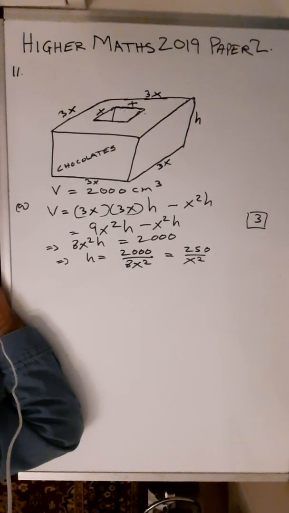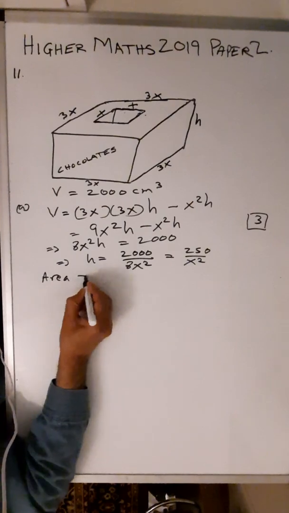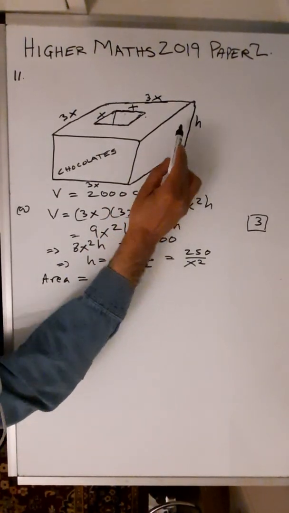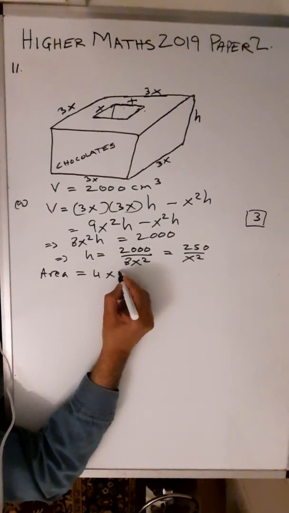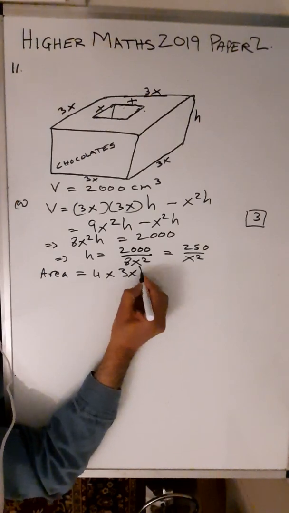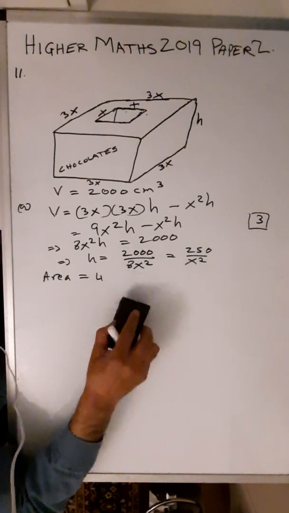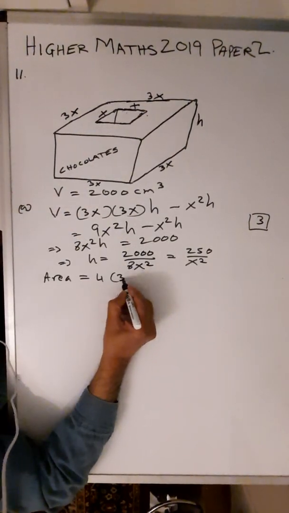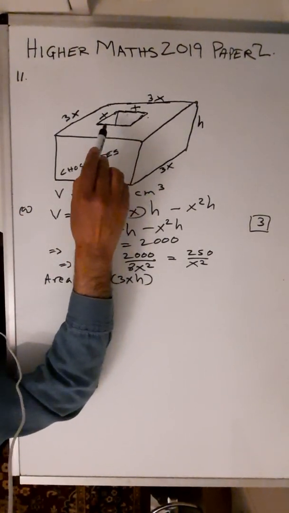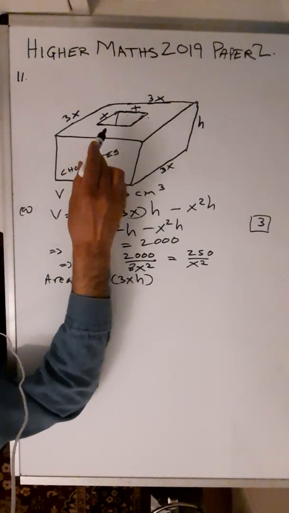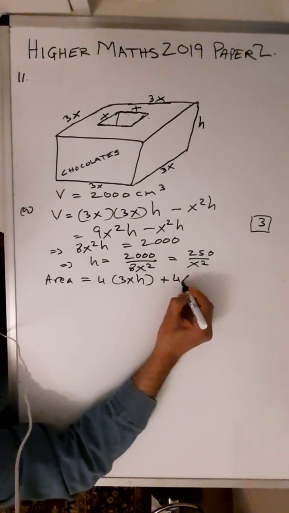You're looking for an expression for the surface area. The surface area is equal to, you have 4 sides which are 3x by h. So you have 4 of those, so you have 4 times 3x h. And you also have in this tunnel, which has been cut out, a square tunnel all the way through this box, you have 4xh plus 4xh.